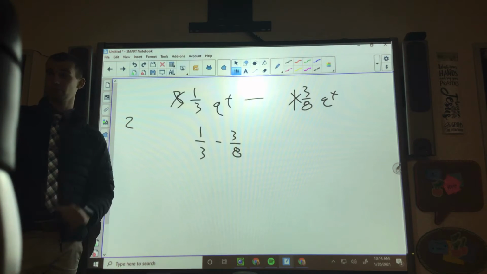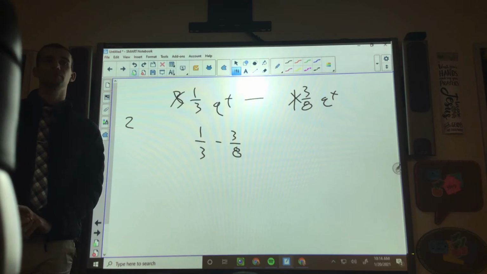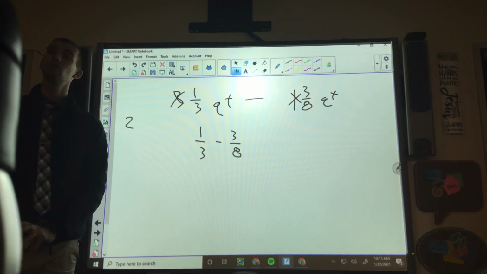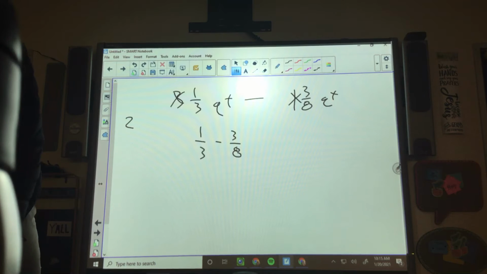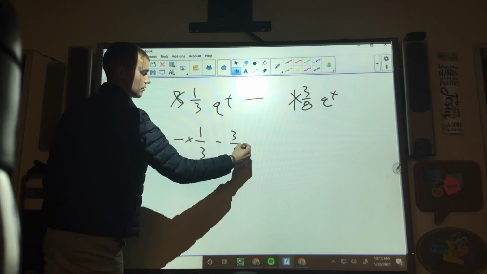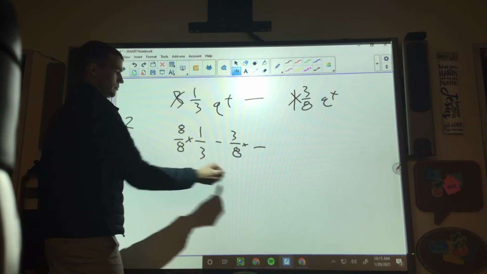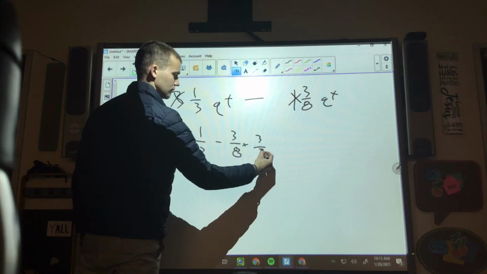You guys need some help from someone? Yeah. 16? Does 3 go into 16? No. 20? 20 what? 24. Yes, 24. So here we have to multiply by 8. Yep, 8 over 8. And then on the other side it's 3 over 3.